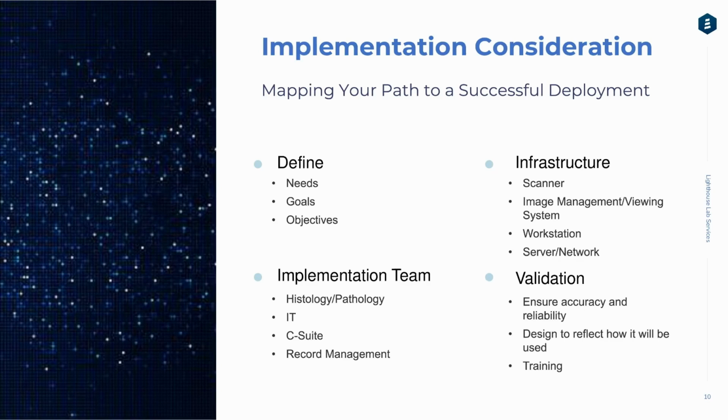So if you're thinking about diving into digital pathology, here are some of the first things you need to consider. Why do you want to implement digital pathology? Define your needs, goals, and objectives. Understanding these things thoroughly will aid in your decision-making process. Identify your implementation team. Obviously, histology and pathology will be involved, but also your IT department, data management, and your C-suite. You want to consider your infrastructure needs. You'll need a scanner and workstation, but also servers and networks. And then you'll also need image management software or some other whole slide viewing interface.